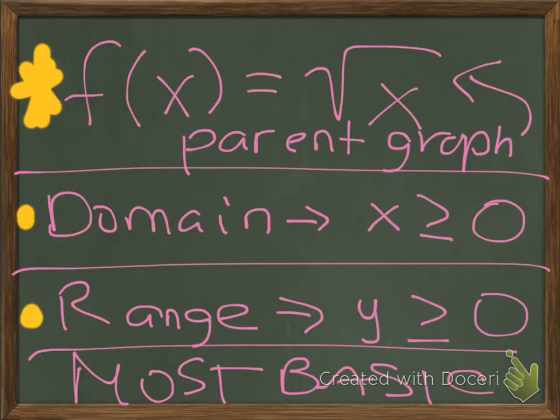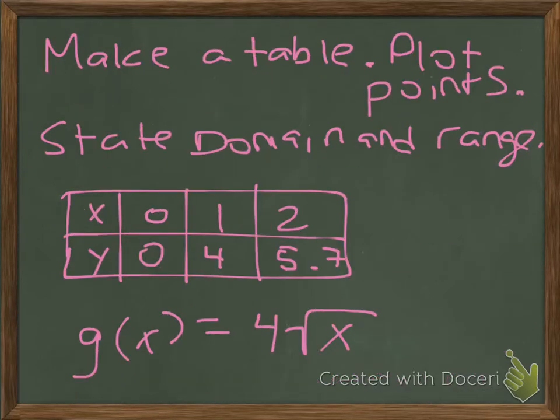But if we adjust it, or if we translate it in any way, then the domain and range could possibly change. So the first thing we did here is we're graphing this function, g of x equals 4 times the square root of x. So we're going to plug in each value for x into the square root of x, and we're going to find the values. So if I plug in 0 for the square root of x, the square root of 0 is 0. So that is multiplied by 4, which also will give me 0.